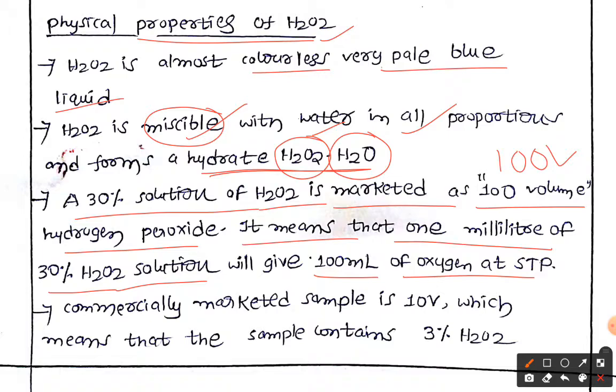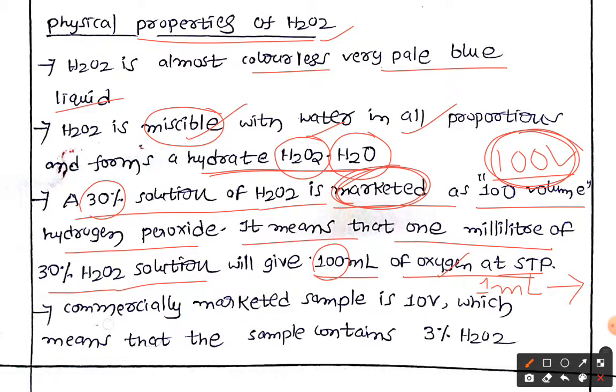What is the meaning of this? If you go to the market, the market sample has 30% hydrogen peroxide, or simply we write it as about 100 V. It means that if you take 1 milliliter of hydrogen peroxide, from that you are going to get 100 ml of oxygen at STP. That is the meaning of this.